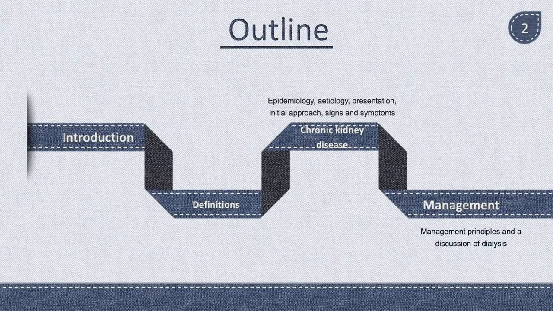dialysis. In terms of an outline, we will start off with a brief introduction, look at the definitions of chronic kidney disease, and then move on to CKD itself in terms of epidemiology, etiology, the presentation and the initial approach, the signs and symptoms, and then lastly we will look at management, including the principles as well as a discussion of dialysis.